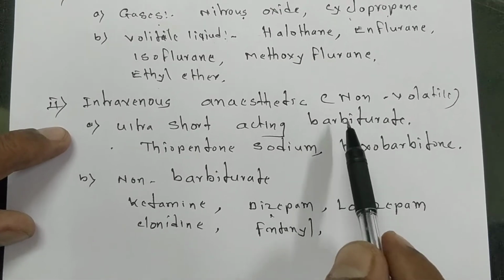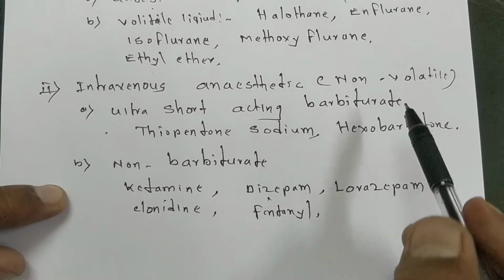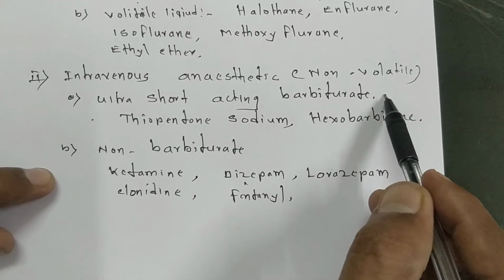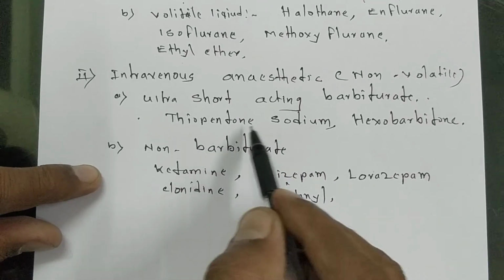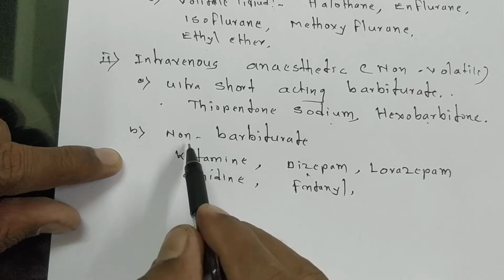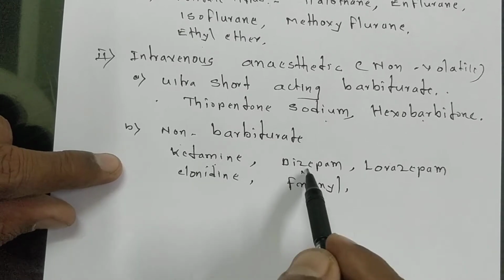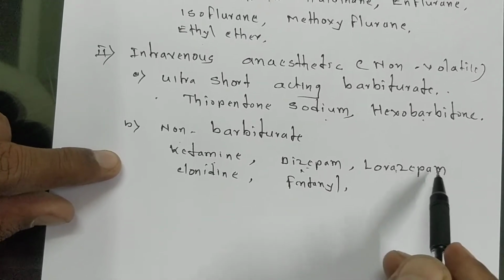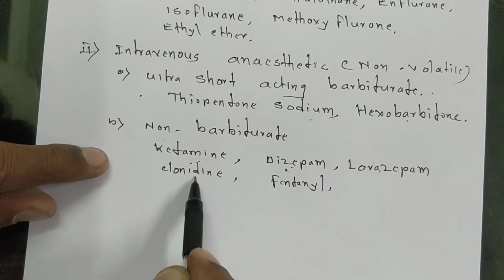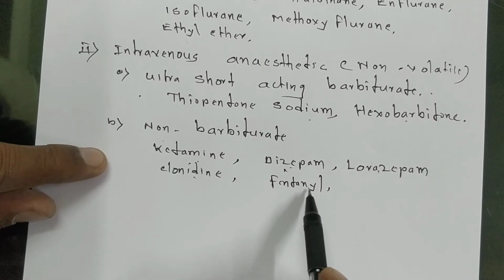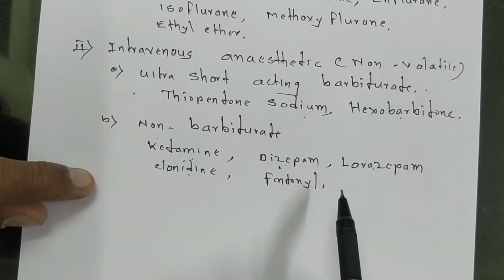They are further classified into two types. Ultra short acting barbiturates, whose duration is very short; they are also called short acting anesthetics. The most common examples are thiopentone sodium and hexobarbitone. Another class is non-barbiturates: ketamine, a derivative of phencyclidine. Diazepam and lorazepam belong to benzodiazepines. Clonidine is an alpha-2 adrenergic agonist. Fentanyl is an opioid analgesic. These are the drugs used in the classification of general anesthetics.